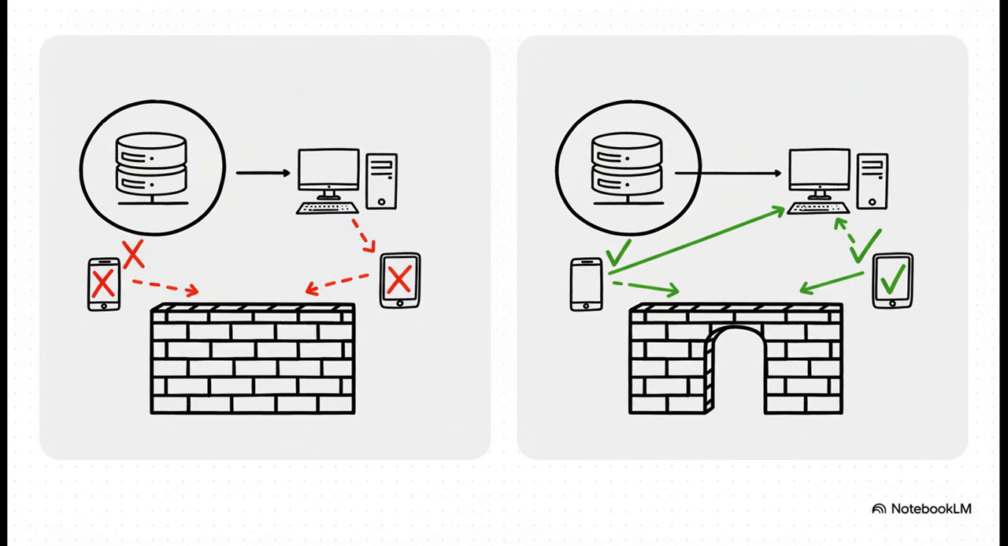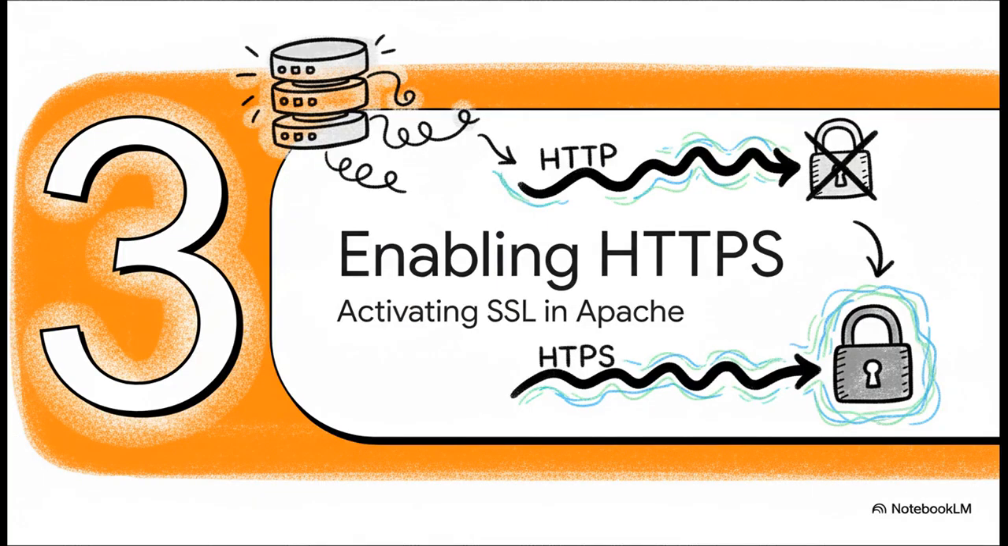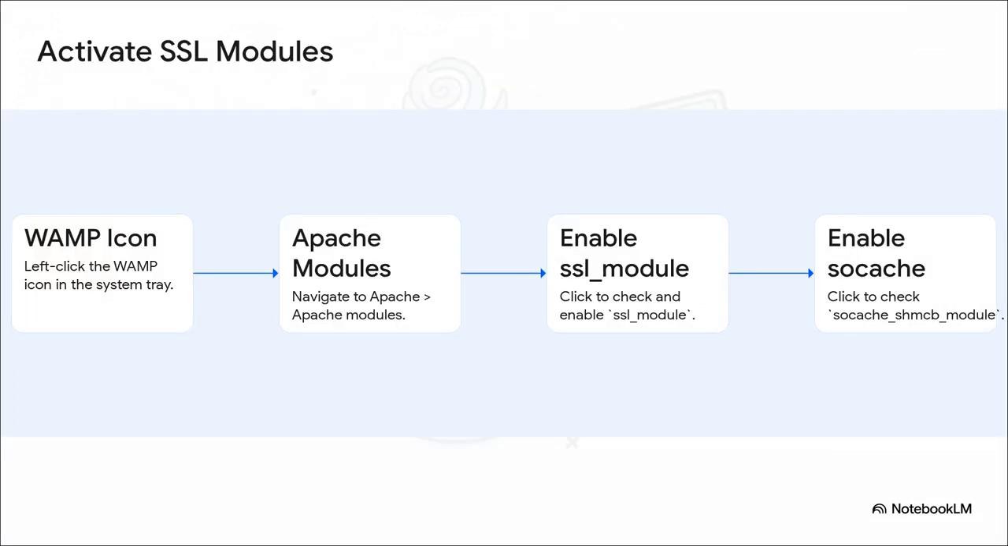And that right there is exactly what we need for real-world testing. All right, let's move on to enabling secure connections. Right now, our server is up and running and our devices can see it. But it's only speaking insecure HTTP. So now we have to teach it how to speak HTTPS, the secure language of pretty much the entire modern web. And the good news is, WAMP makes this part surprisingly easy.